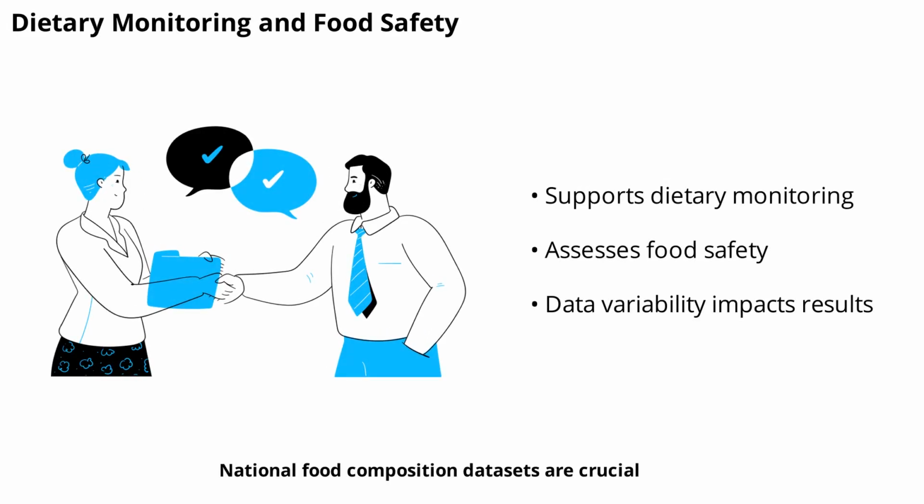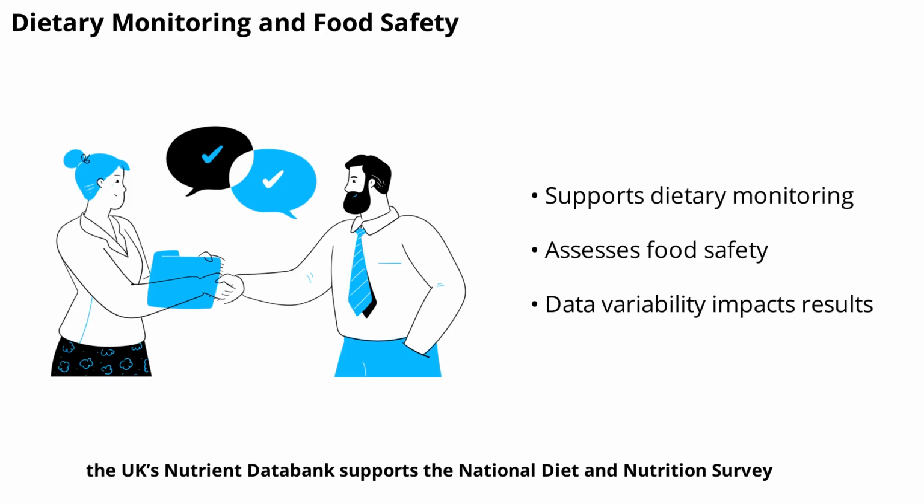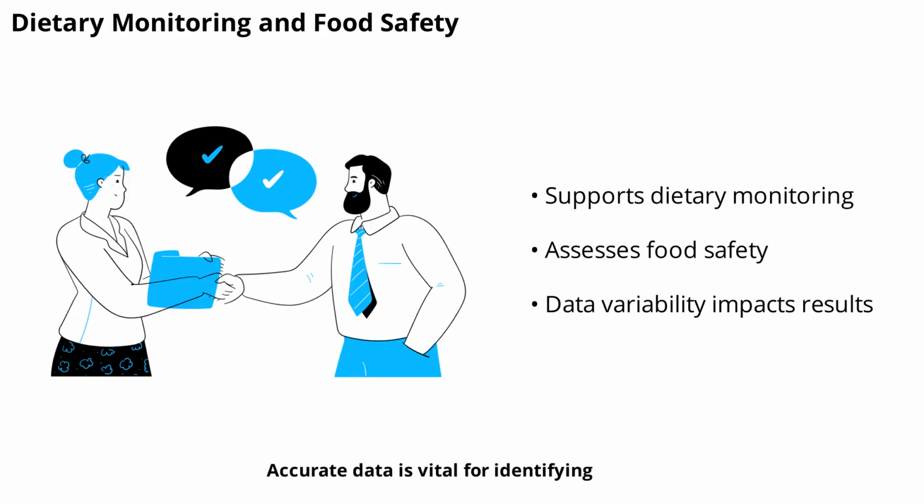National food composition datasets are crucial for dietary monitoring and food safety assessments. For example, the UK's Nutrient Databank supports the National Diet and Nutrition Survey, helping to track population nutrient intake. Similar programs exist worldwide, using food composition data to assess food security and safety. Variability in datasets can affect nutrient intake estimates, potentially leading to errors in public health assessments. Accurate data is vital for identifying nutrient deficiencies or excesses in populations.